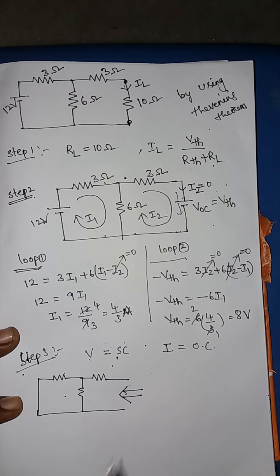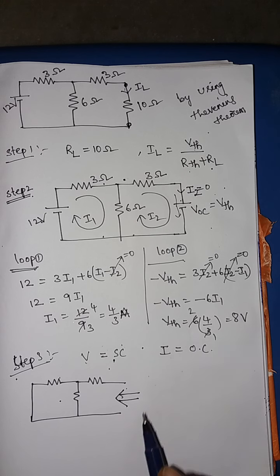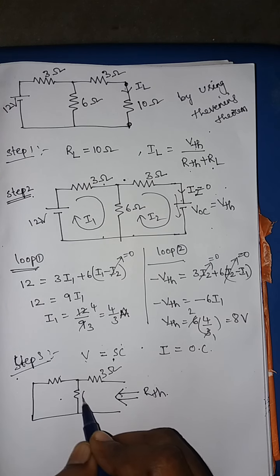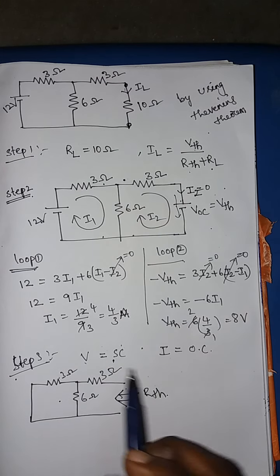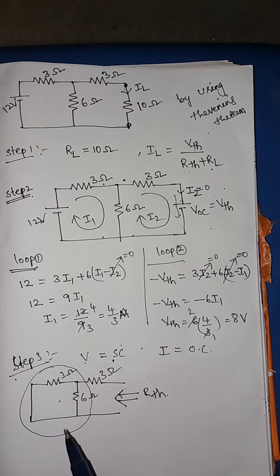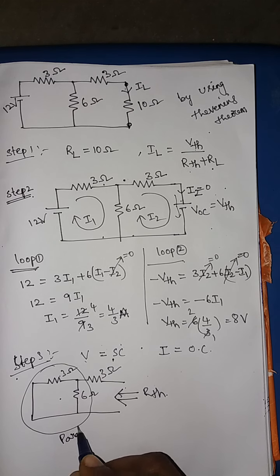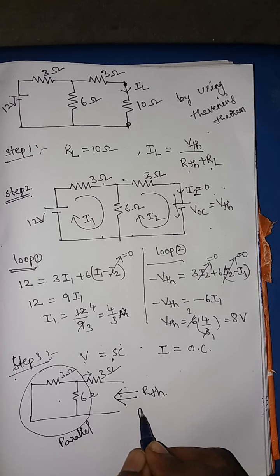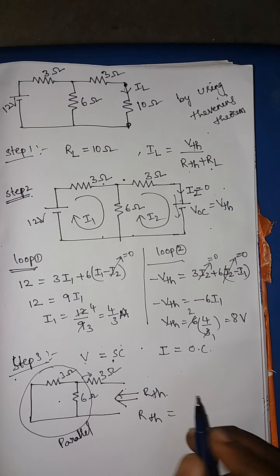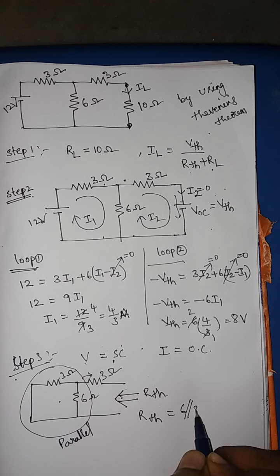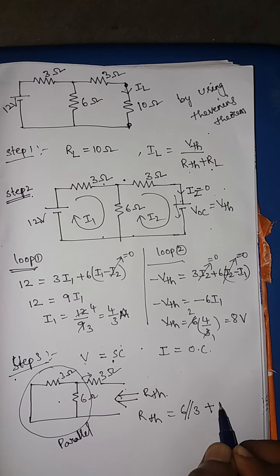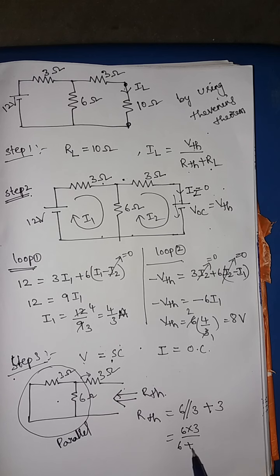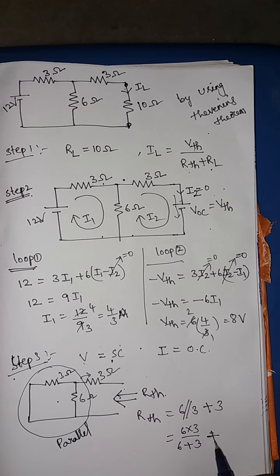Seen from the open circuit, that is the load terminal, this is RTH. 3 ohms, 6 ohms, 3 ohms. Now these two are connected in parallel and it is connected in series with 3. Therefore RTH is equal to this 6 in parallel with 3 and in series with 3. So hence it is 6 into 3 by 6 plus 3, plus 3.